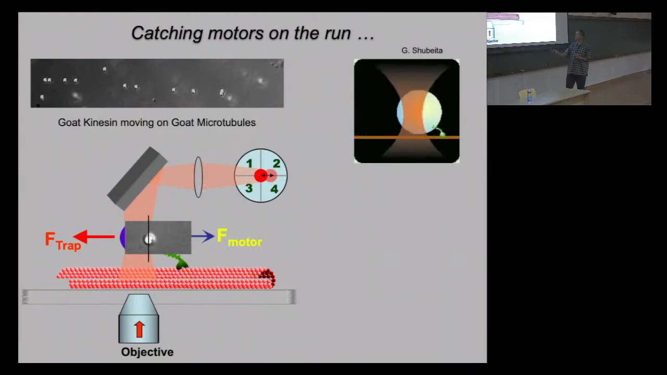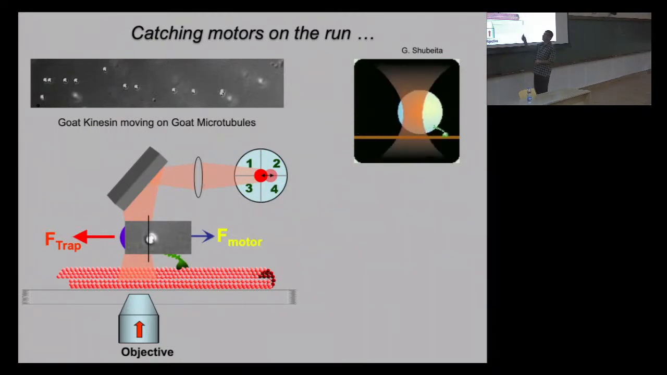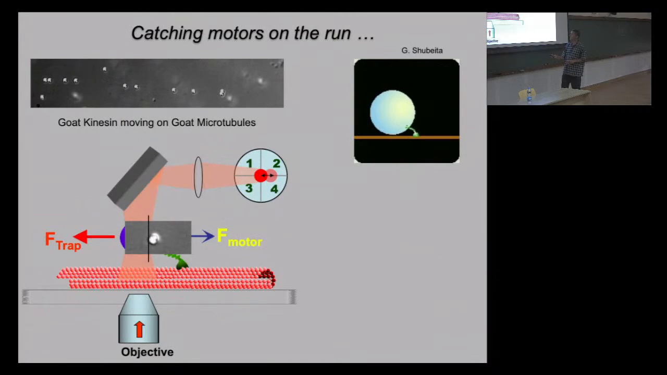So the force from the motor is in this direction. Why? Because this is a kinesin motor, and the microtubule sitting underneath it has its plus end on this side, and the trap is pulling it back like this. If I reduce the intensity of the laser or switch it off, it will just walk off like this, okay?